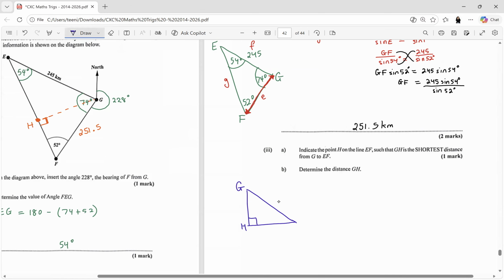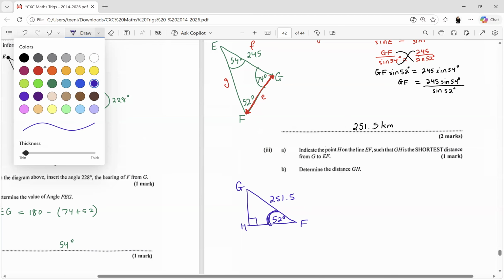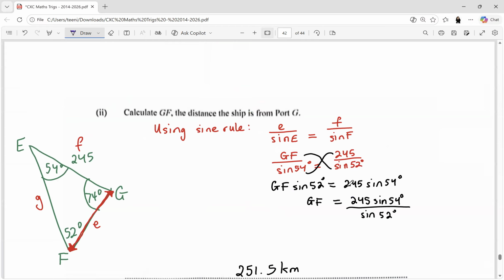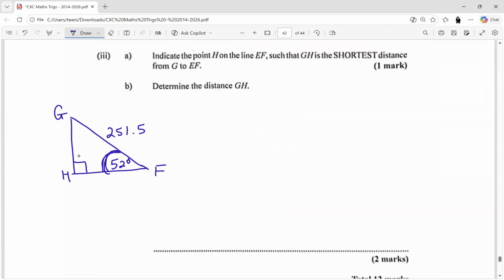The hypotenuse is 251.5, and then the angle of interest, the angle here, because this is F, this angle is 52 degrees. So I have my hypotenuse, and I need to find the opposite side, because if F is the angle of interest, that would make GH the opposite side. So this is the opposite side, and I am given the hypotenuse.